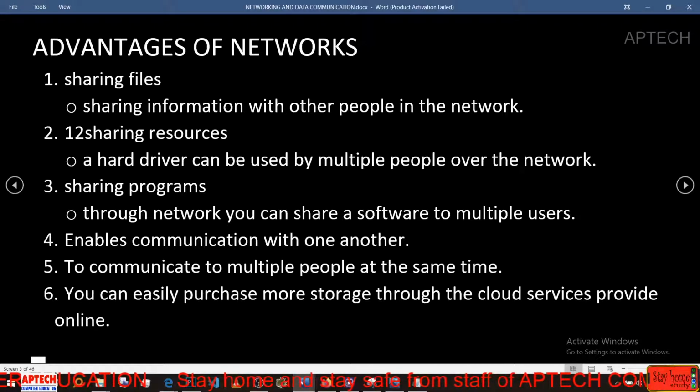Now, one of the advantages of networks is sharing files. What I'm doing right now is talking, but by the time you get this, I've shared my file to you. How? Through you being able to access this video on YouTube or on your phones, or on any device you want to stream this video on. Then sharing resources.